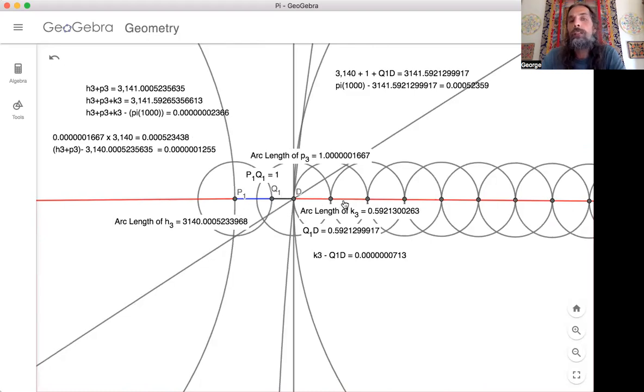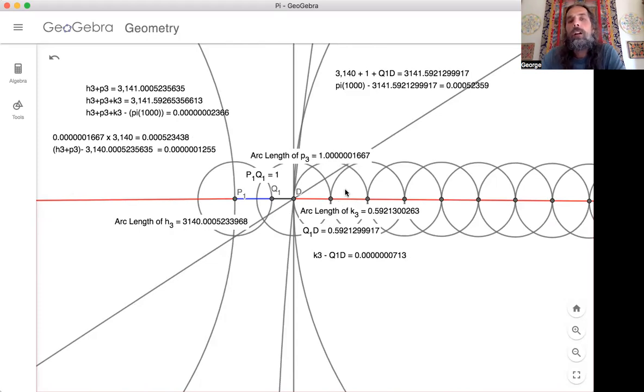all the way to P, which is basically the red line that would go all the way around, come back to P1, the arc length there is up to that same point where this circle ends. And I don't have all the little circles here, but this is the same end point if I just continue these little circles all the way around to P1. The arc length it gives me is 3140.00052333968.